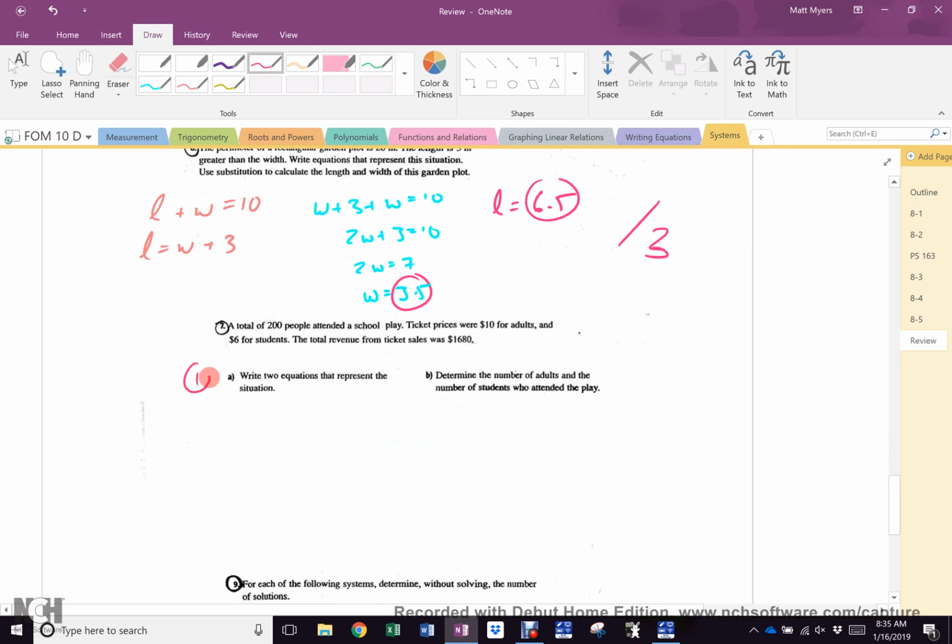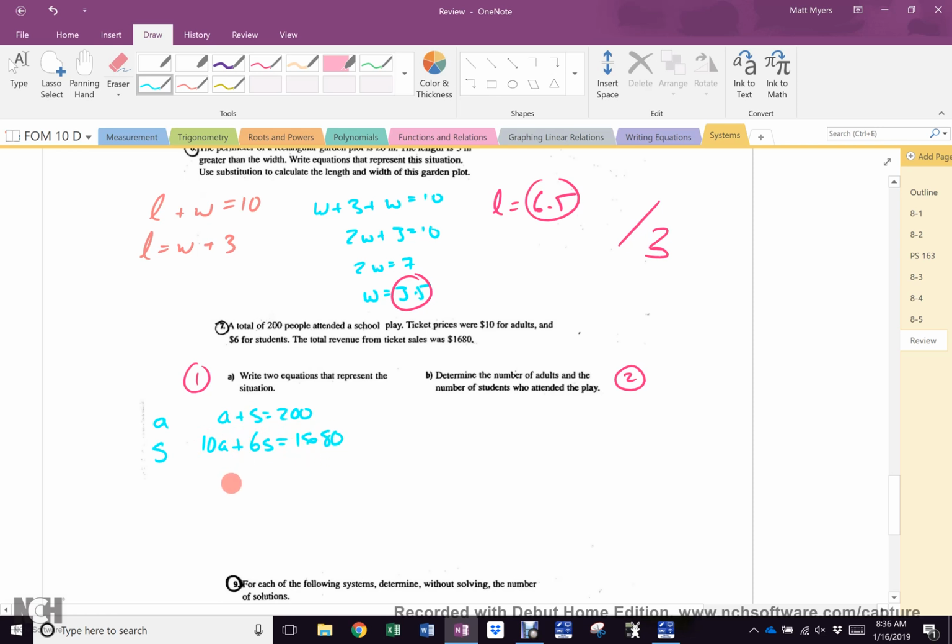Next one, you're going to get 1 for writing your system, and you're going to get 2 for solving it. What is the system you need? How many kinds of tickets were sold? A and S, adults and students. How many tickets were sold? 200. So A plus S is 200. How much was an adult ticket? $10 for an adult ticket plus how much for a student ticket? 6S equals how much money? $16.80. There's your system for 1.